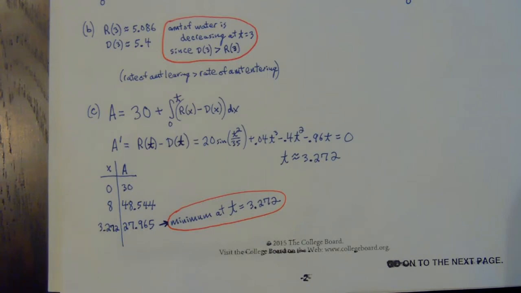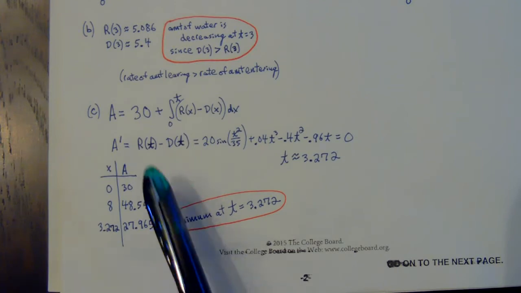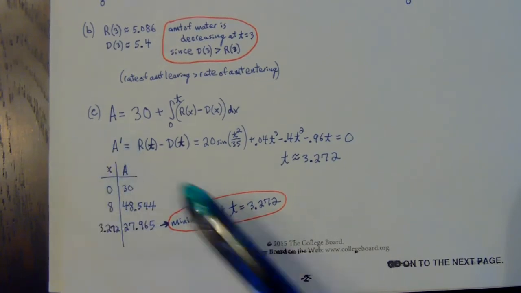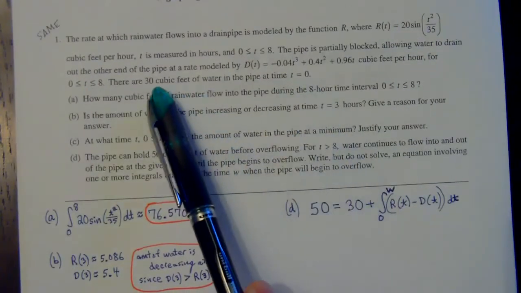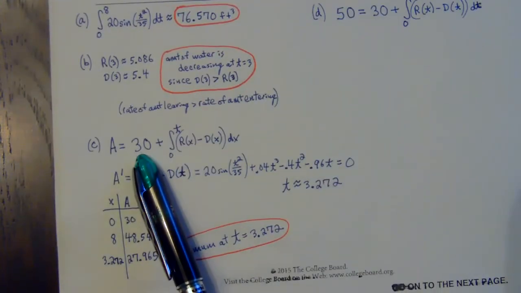So when it says the total amount of water, that's when we need to take into account everything. We've got to take into account what was already there, how much water flowed into that drain pipe, and how much water flowed out of that drain pipe. So I've got an A equation here. It told us at T equals 0, there are 30 cubic feet of water in the pipe. So I've got my initial amount.